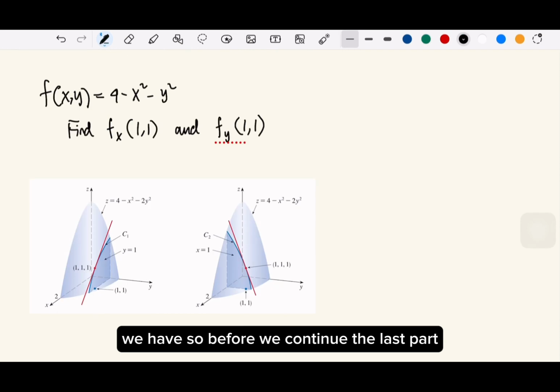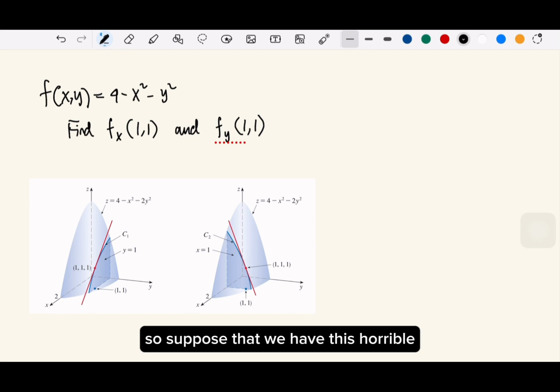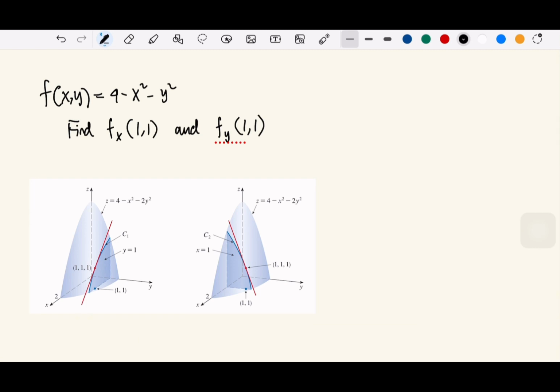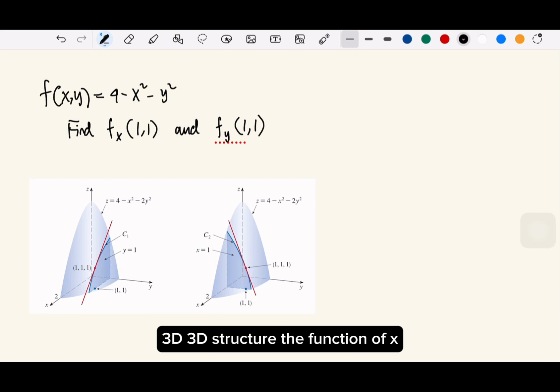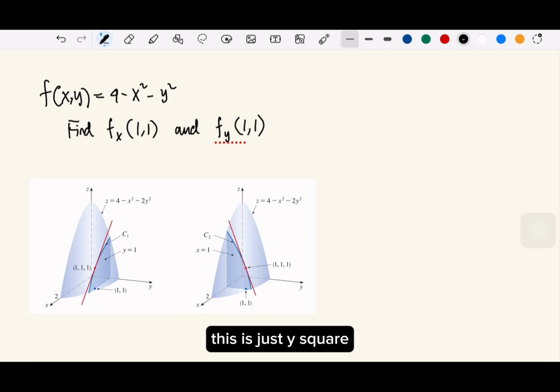Okay, before we continue the last part we discussed, the implicit differentiation, let me just take an example from the previous one. Suppose that we have this paraboloid like this. Okay, we have some sort of 3D structure. The function of x, y is 4 minus x squared minus 2y squared. Is it correct? Oh, no, it's just y squared, sorry. This is just y squared. Okay.